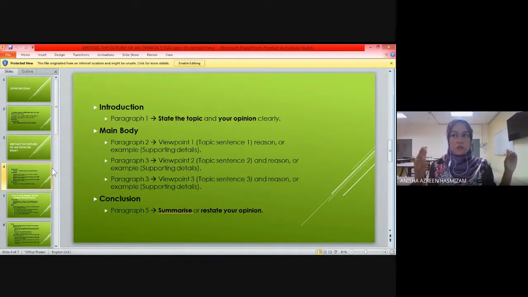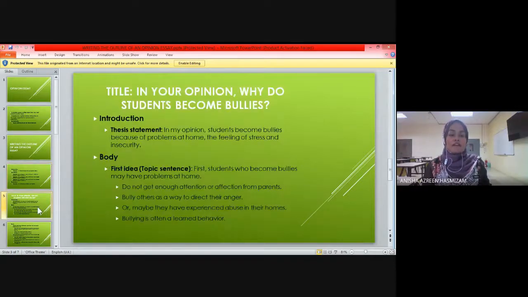In your concluding paragraph you can also give suggestions, you can do that. Okay, as long as you have a closing remark, you have a conclusion at the bottom. If there is no conclusion, your essay is not complete, like a bottle without a cap. We want your essay to be as complete as it can be, as perfect as it can be. Okay, for example here, title, in your opinion, why do students become bullies?